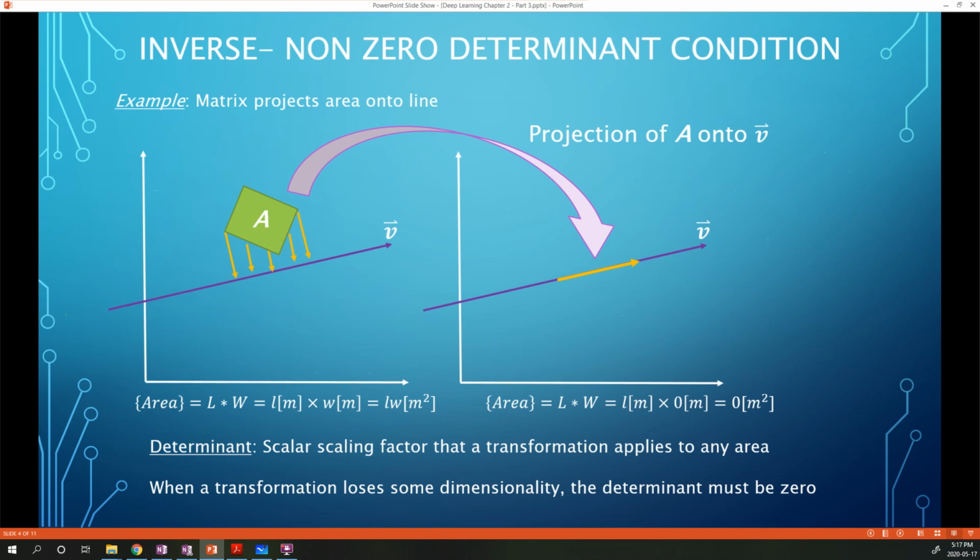For the second condition of the inverse to exist, that the determinant be non-zero, I think the best way to understand that is to consider it visually. The determinant of a given matrix is the factor by which that matrix transforms or changes the space. It changes a given area in space. What I mean is the stretch or compression factor of an area or a volume or a higher order volume.